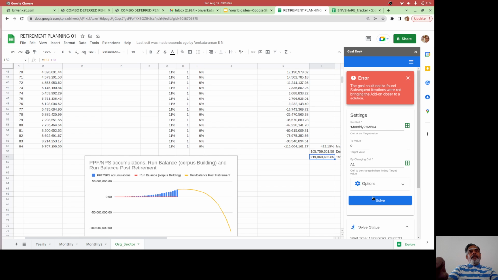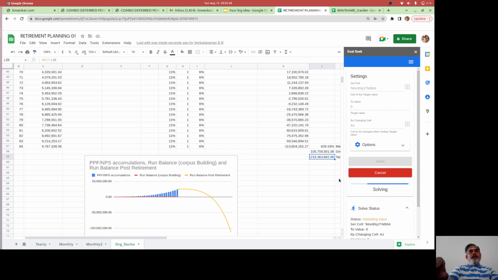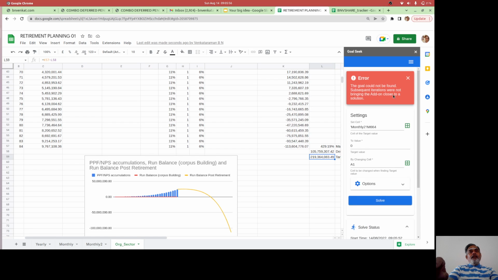Sorry, we did not stop it. M64 is wrong. This is wrong, sorry. Same. This is the target field and here one. Let us solve it.